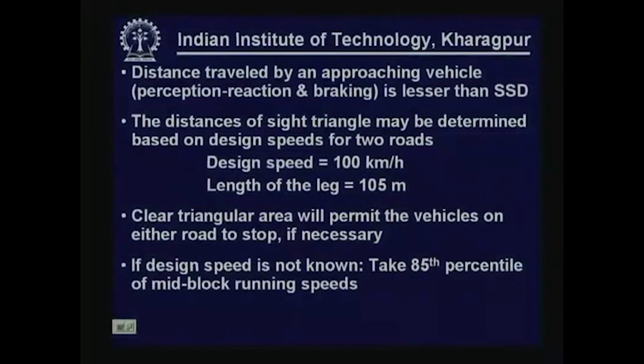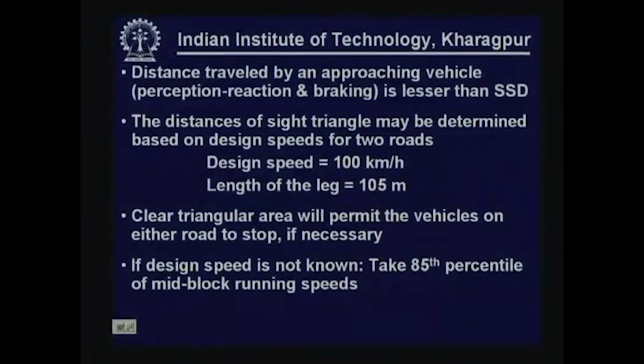Now, if the design speed is known, one can use the design speed and accordingly take the value. If the design speed is not known, then the 85th percentile of mid block running speeds can be taken as representative design speed, and accordingly the length of the triangle or the dimensions of the triangle may be decided.